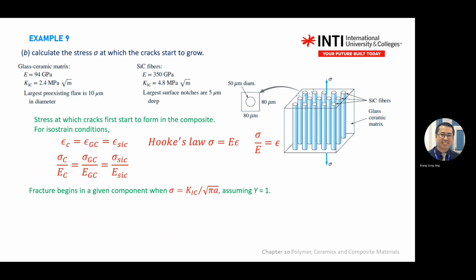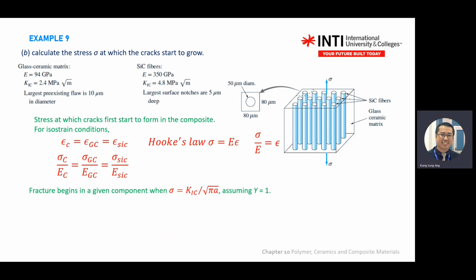And before we learn about defect, we learned that stress equal to KIC divided by square root of pi a. We learned this equation before, KIC equal to stress multiplied by square root of pi a, the equation for KIC. So you rearrange the KIC equation, stress equal to KIC divided by square root of pi a. Again, what is A? A is a crack length.